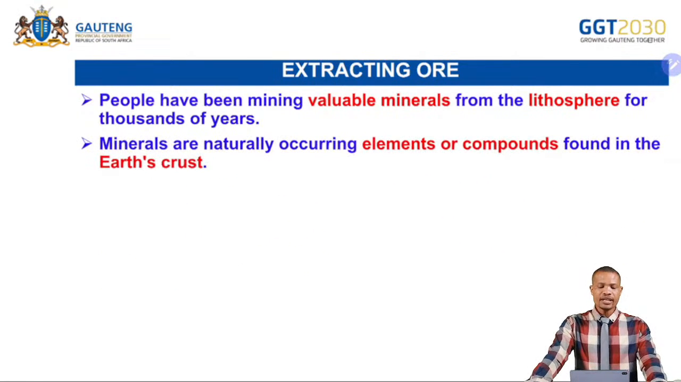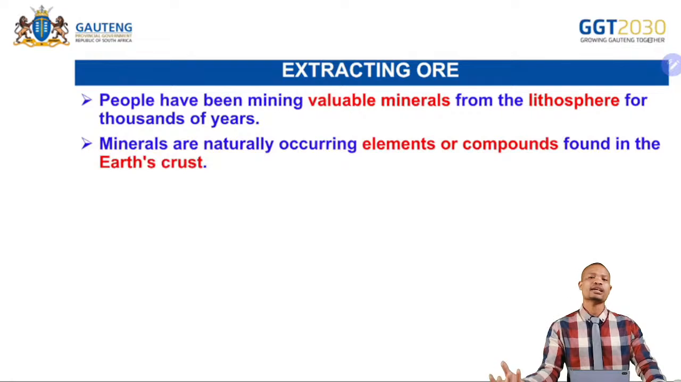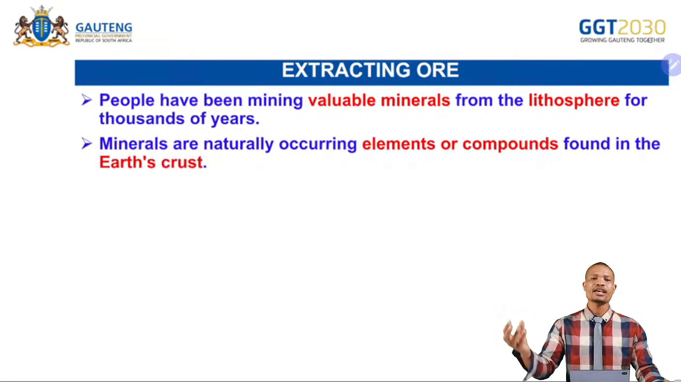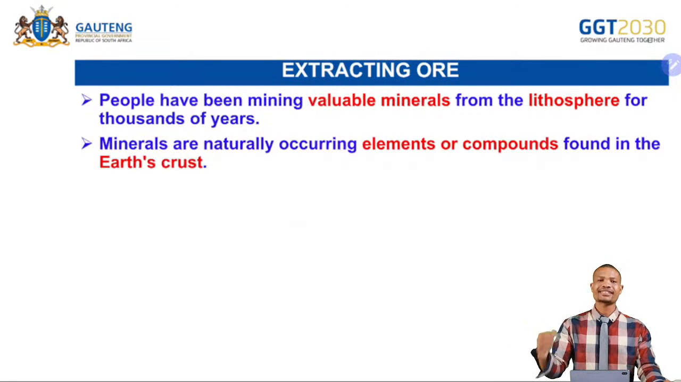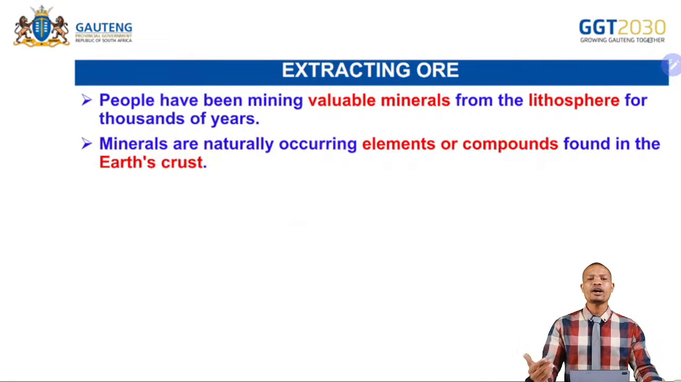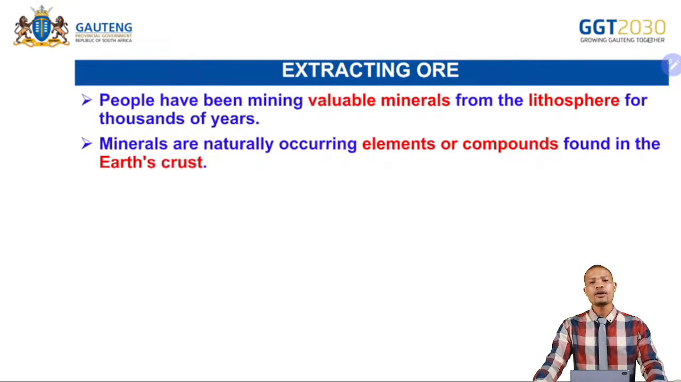Minerals are naturally occurring elements or compounds found in the Earth's crust. Remember we said the lithosphere includes two layers, the upper mantle and the Earth's crust. The Earth's crust is rich in minerals, so we go down there to extract them. These minerals can be found in the form of elements and compounds.